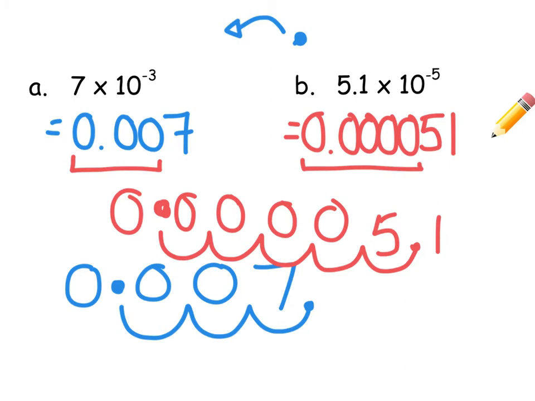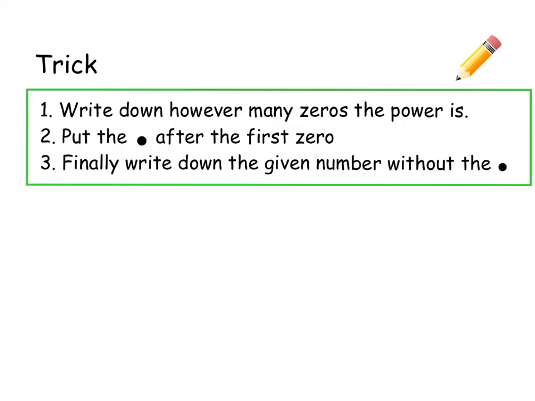Now remember that connection, power minus 3, 3 zeros, power minus 5, 5 zeros. So I'm going to use that for the next couple of examples. So here is the trick. However many zeros you have for the power, write that down first of all.